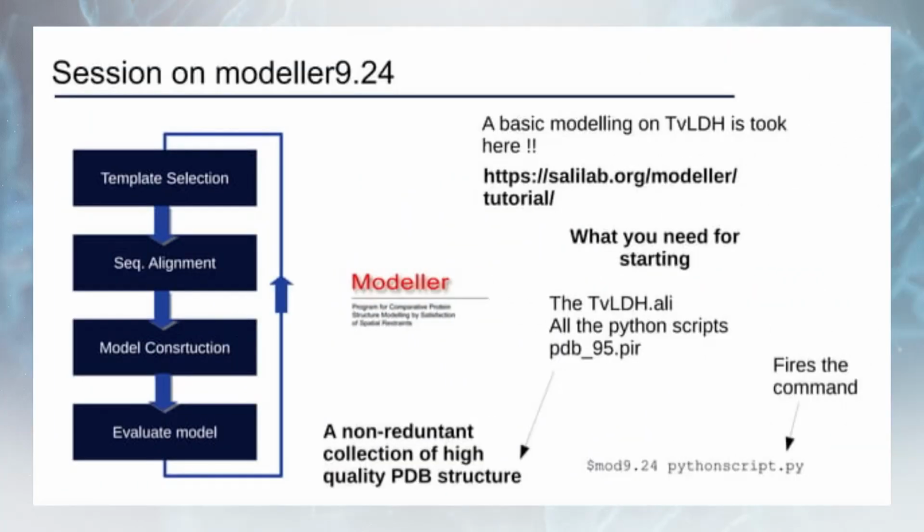So, as we saw the basics of the modeling using Modeler 9.24, there are 3 files as input which we require. So, now let us start doing the modeling using Modeler 9.24. Here the example given in Modeler is the TvLDH protein sequence, which can be used to model a protein. We will start with this TvLDH file that is reported, and its PIR file is also there to understand and to initiate the modeling process.